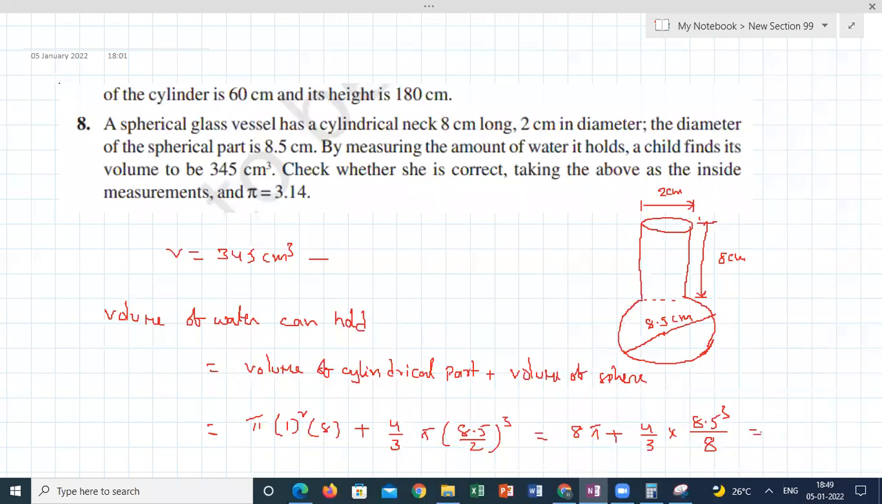Solve this question and check whether you are getting the same answer. Pi will be there, sorry. You can take pi common, solve, and multiply the final answer with 3.14. Check whether you are getting the same answer or not. She got 345, and check whether her answer is right or wrong with these inputs.